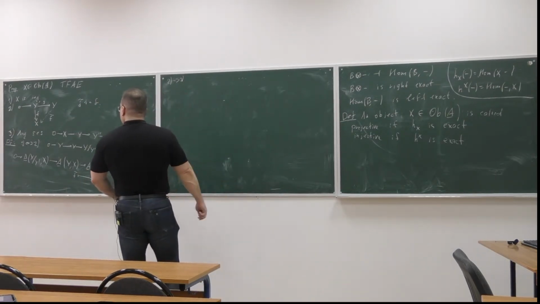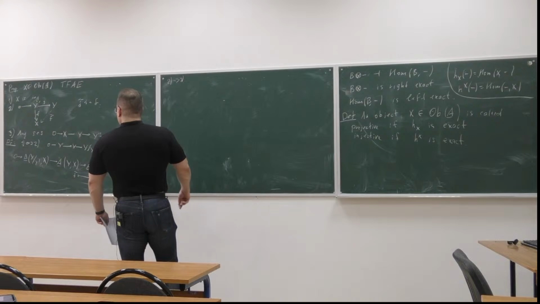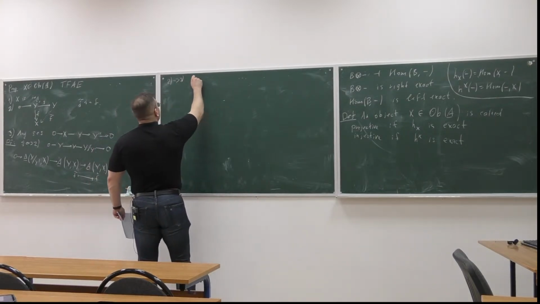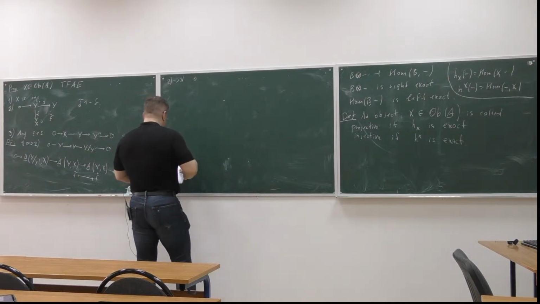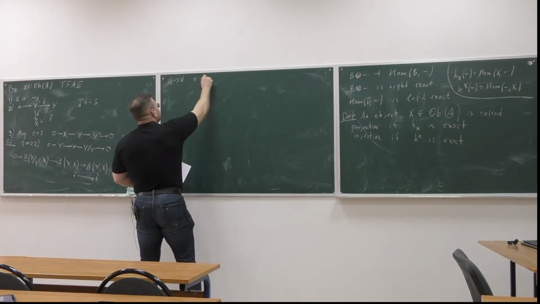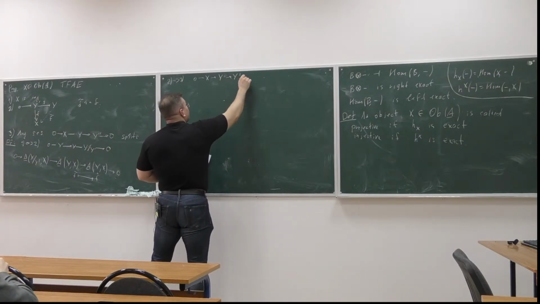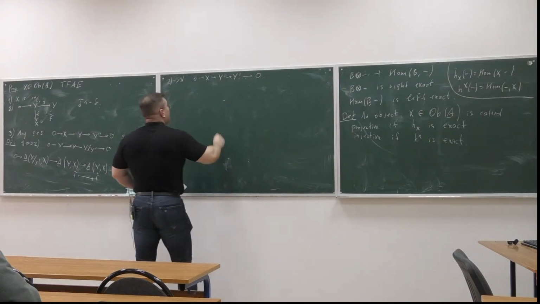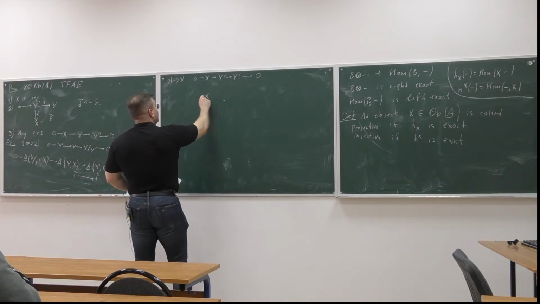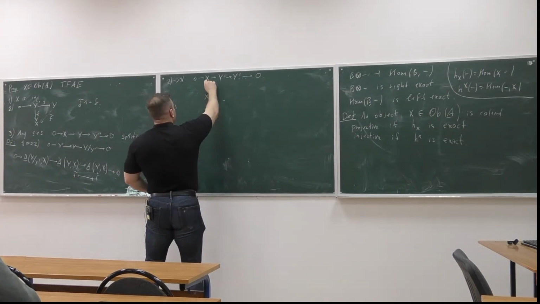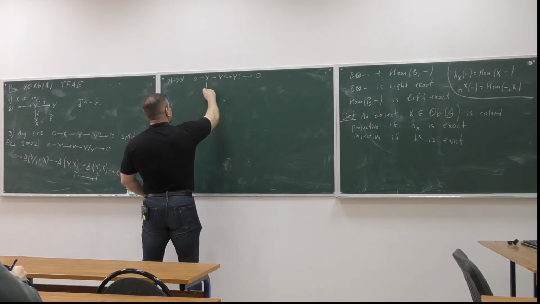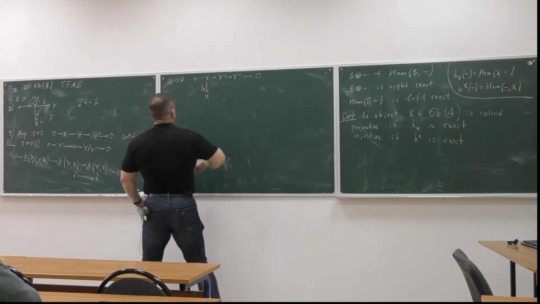Okay, from 2 to 3, well, I want to show that any short exact sequence splits. Well, I take the short exact sequence. Now, x is the subobject, and I can take the identity map on the x.